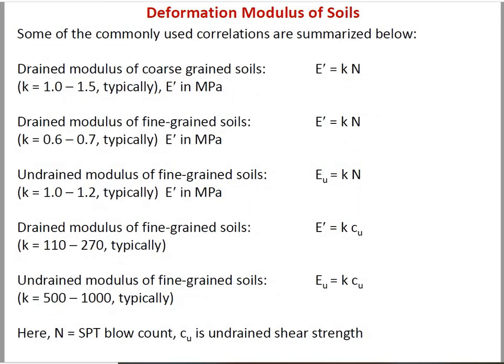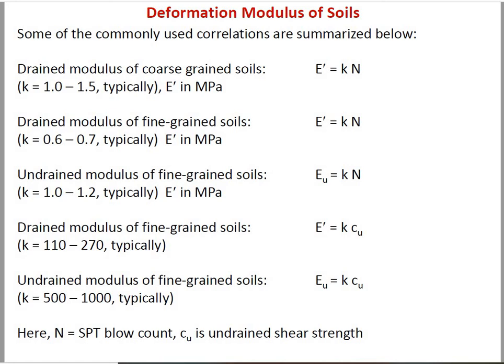So here in this slide you can see some of the commonly used, very easy correlations you can use for field applications. The first one is the drained modulus for coarse grain soil, which is E equal to K into N, where N is the SPT N value and K is a constant ranging from 1 to 1.5. Another correlation is for fine grain soil, where it is the same equation, E dash equal to K into N, the drained modulus, and here the K value changes between 0.6 to 7. Again K is multiplied by the N value.